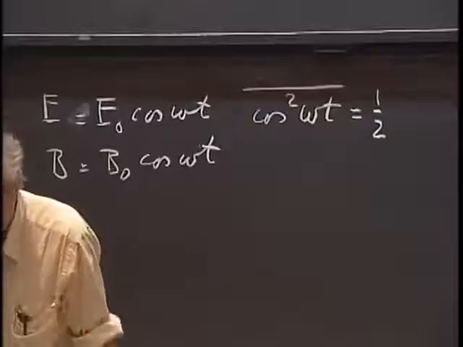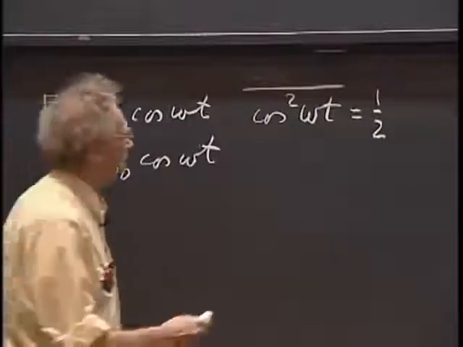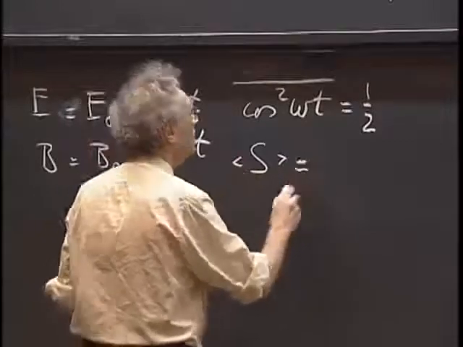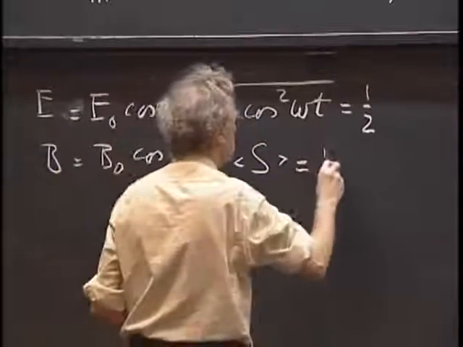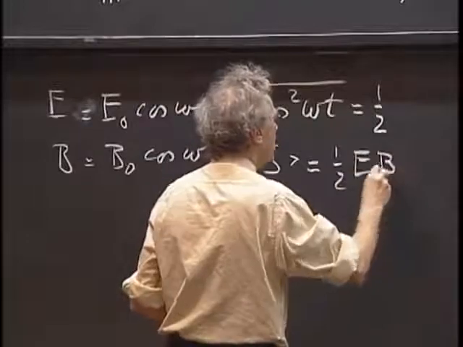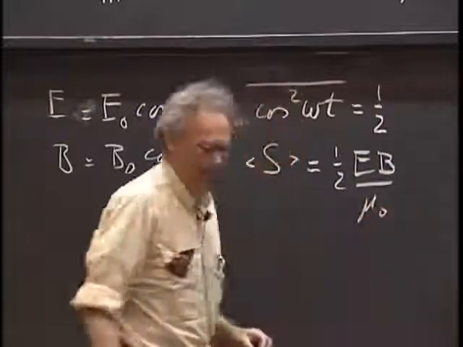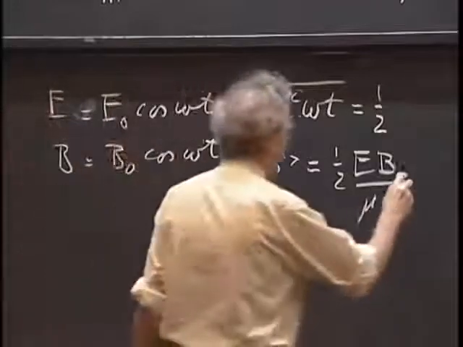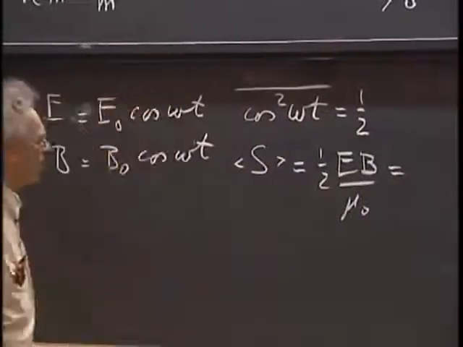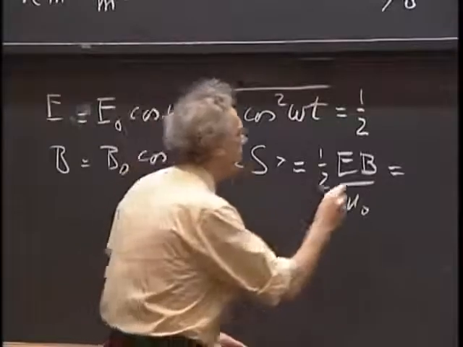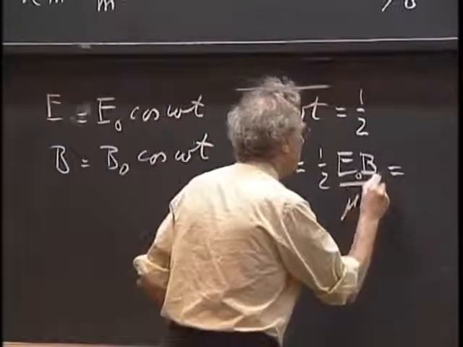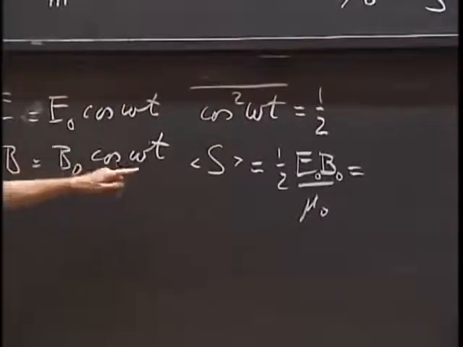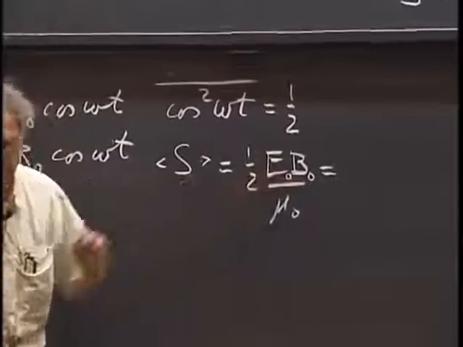And so we can conclude then that the average value of the Poynting vector, time averaged, is 1/2 EB divided by mu0, for which you can also write 1/2 E0 B0. It's important that you have the E0 because the cosine square average is 1/2. So here are the amplitudes.